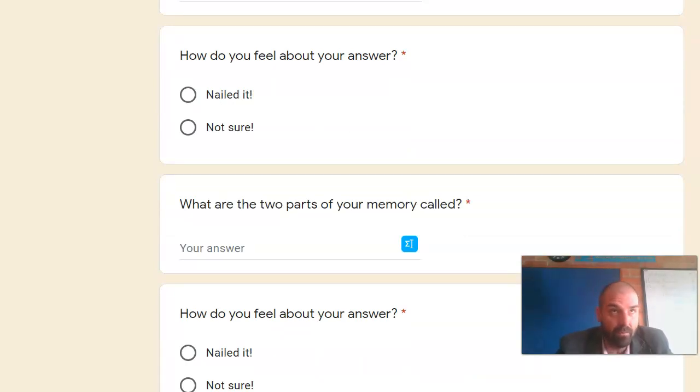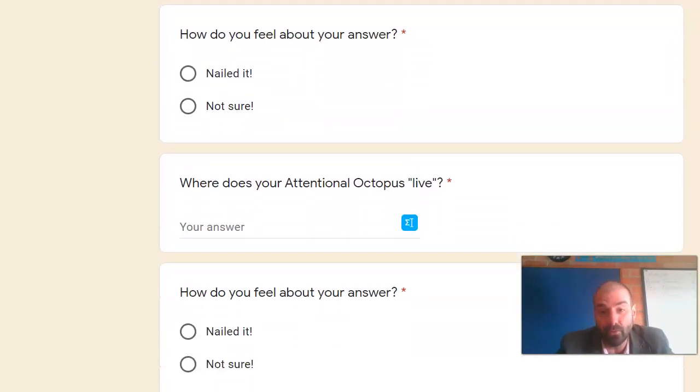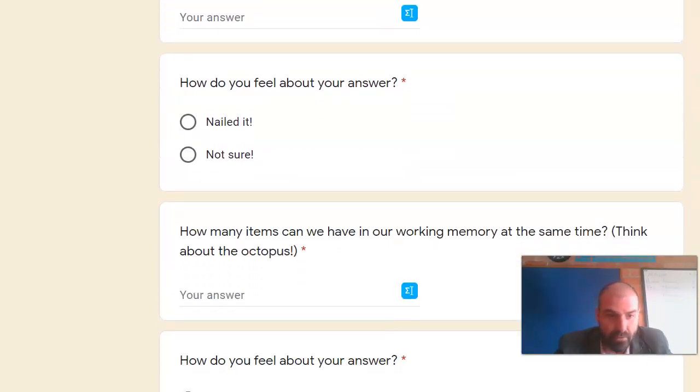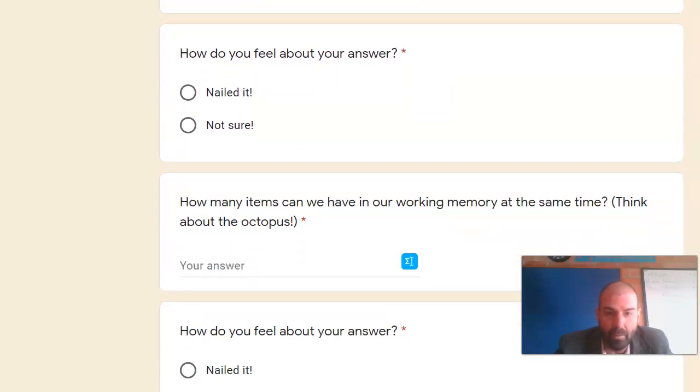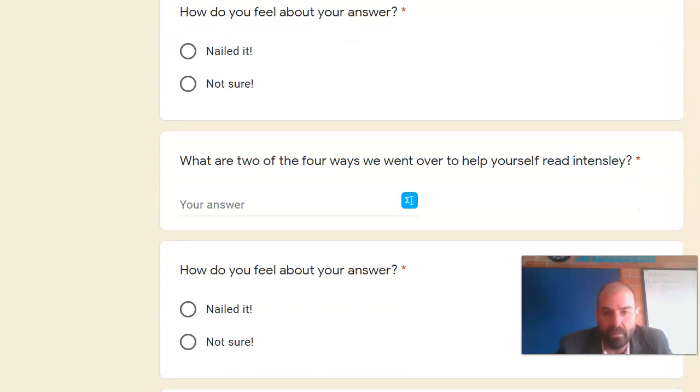I did accept short-term. Where does your attentional octopus live? Prefrontal cortex is the best answer. I was kind of kind with this one, depending on how close you got. How many items can we have in our working memory at the same time? 4.